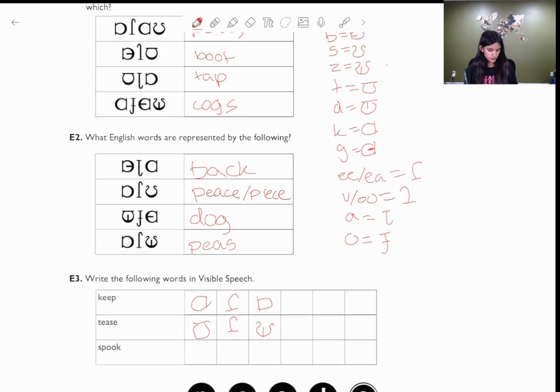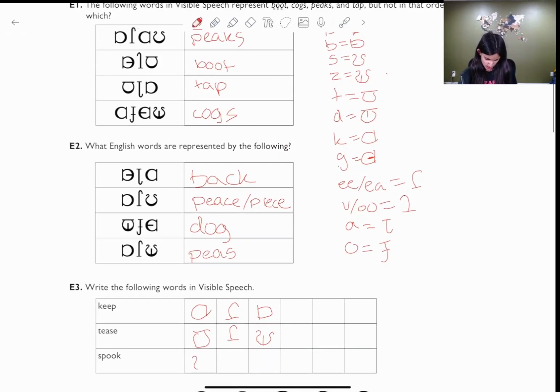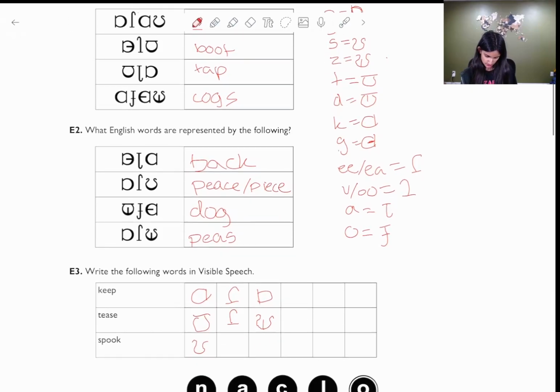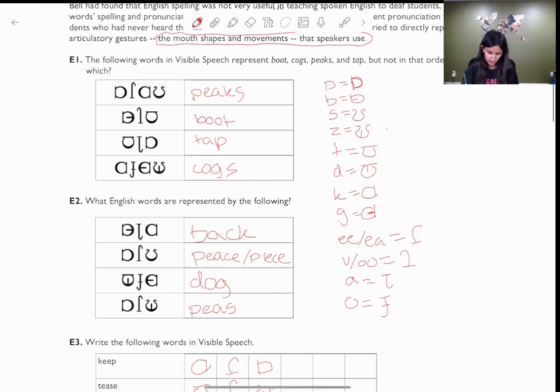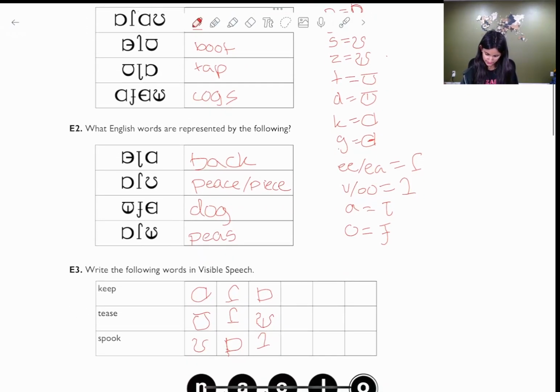We have spook, which starts with an S, which is this. And then we have P, which is this. We have an oo sound, which we thought was this. And a K, which is this. Okay, that's it. Thank you.